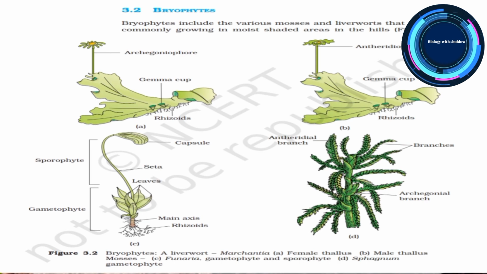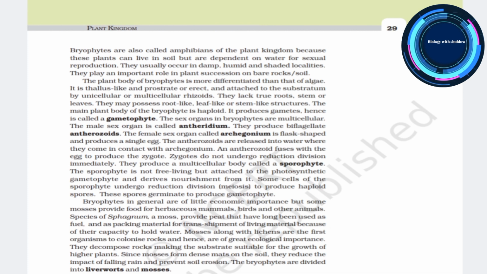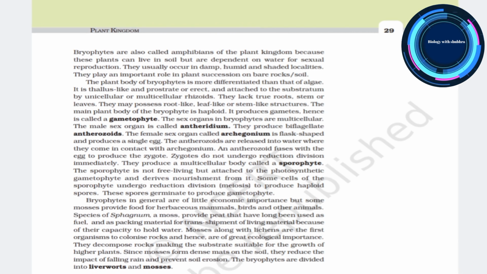They include various mosses and liverworts that are commonly growing in moist and shaded areas in the hills. They live in soil but are dependent on water for sexual reproduction. They usually occur in damp and humid areas and shaded localities. They play an important role in plant succession on bare rocks or soil.